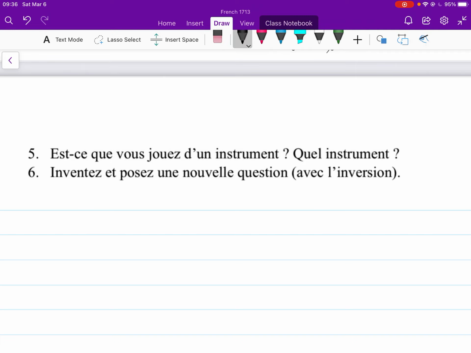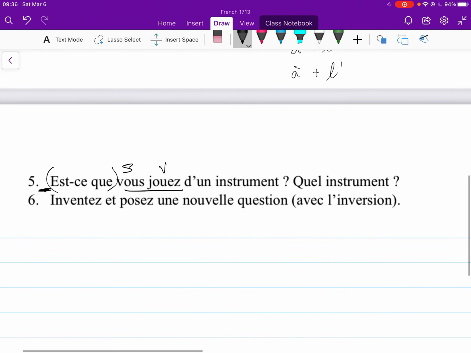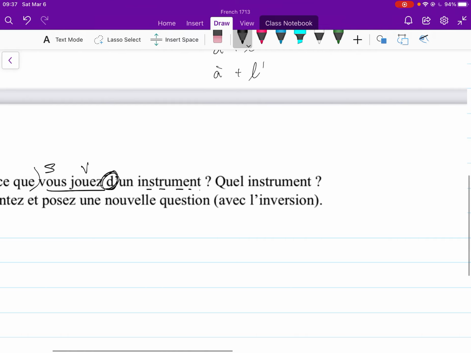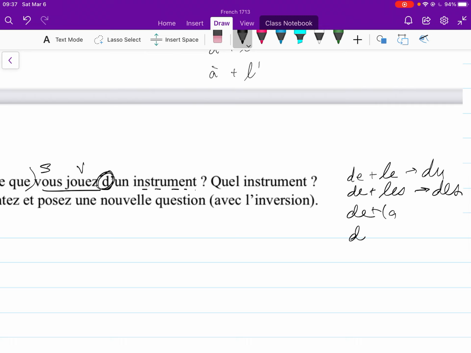Numéro 5, est-ce que vous jouez d'un instrument? Quel instrument? So this first part is a yes-no question because there's no question word before the est-ce que. Once again, subject, verb, similar structure to right up here with vous jouez for sports, but now we're doing musical instruments, therefore you've got the de there. And if you do play an instrument, then tell me which one. Make sure that you're doing the de plus le becomes du, de plus les becomes des, de plus la stays the same, and de plus l apostrophe stays the same.